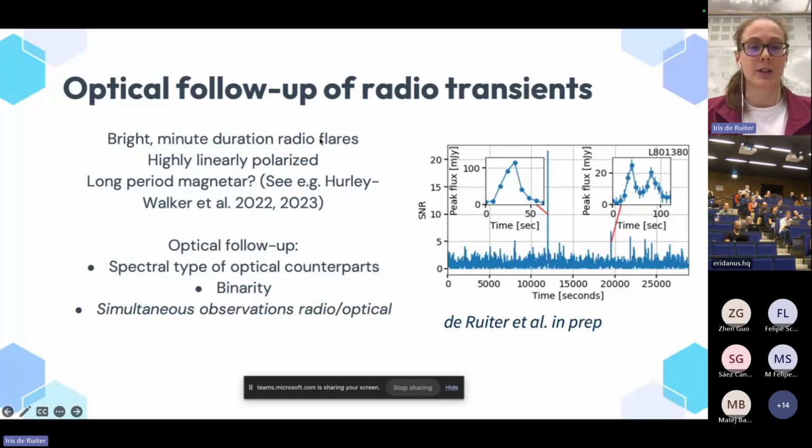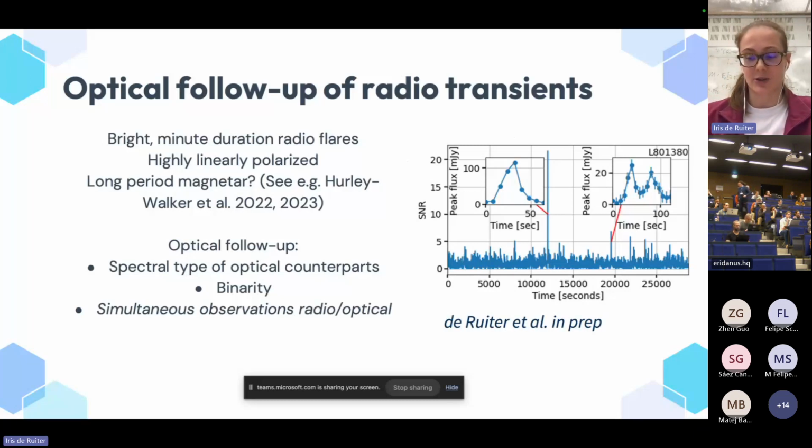This is a source that I work on. It shows bright minute duration radio flares, which may be periodic, may not be periodic. We're still about to find out. And they're highly linearly polarized. This sort of indicates that it might fit with this newly discovered class of radio transients, which are long period magnetars. So these are pulsars with highly magnetic fields that basically live in a part of the pulsar phase space where we don't really expect to find any pulsars. So very interesting. And of course, we perform optical follow-up to get an idea of spectral type of potential optical counterparts and get an idea of whether our source could be in a binary.